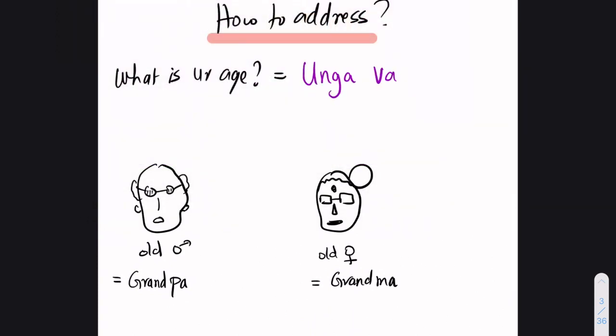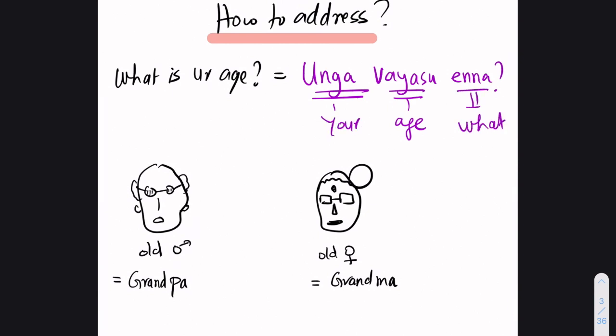Unga vayasu enna. Unga means yours, vayasu means age, enna means what. So, what is your age? This goes like this: unga vayasu enna. Got the picture? Why do we use the word unga? Unga means you, but with respect.